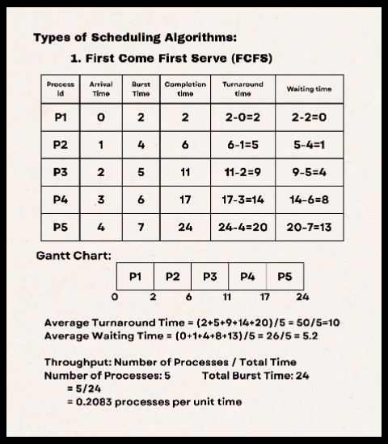And the throughput, the formula is number of processes divided by the total time, or the burst time. Since there are 5 processes and the total burst time is 24, we divide 5 by 24, which equals 0.2083 processes per unit time.